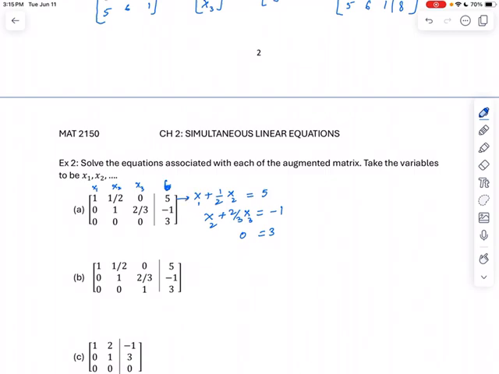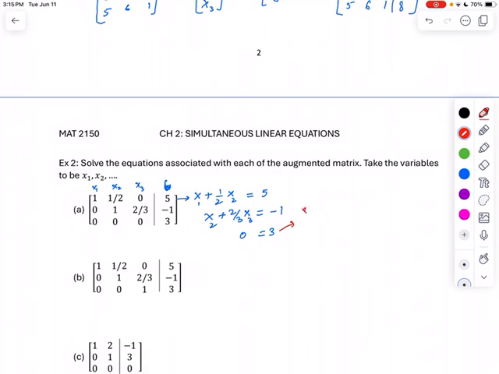So we can now write the equation from the first row: x1 plus 1/2 x2 plus 0 x3 is equal to 5. If there is a 0, it means the coefficient of that variable is 0. Looking at the second equation, I get 0 x1 plus 1 x2 plus 2/3 x3 is equal to negative 1. And reading the last equation, we see it gives us 0 is equal to 3.